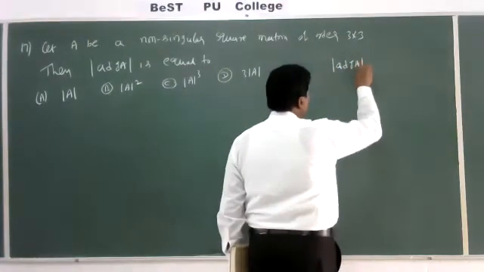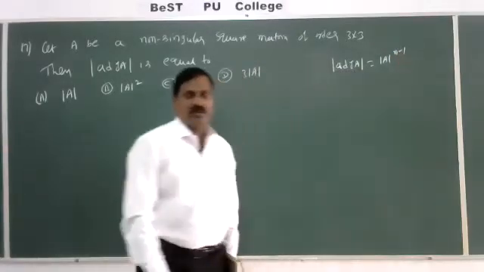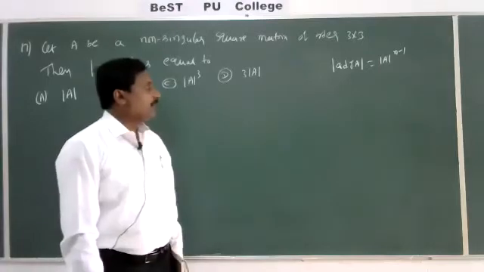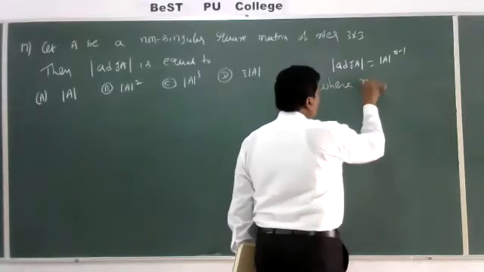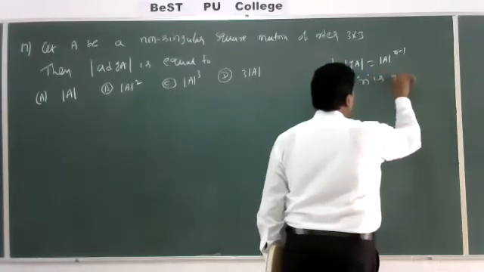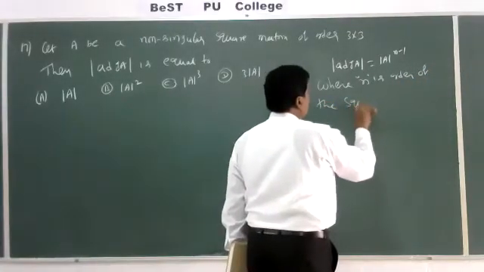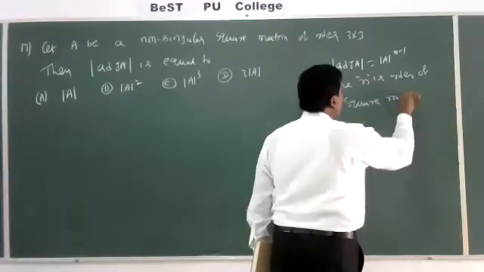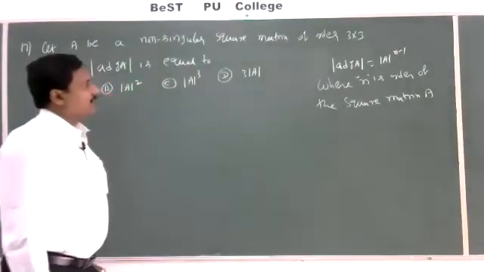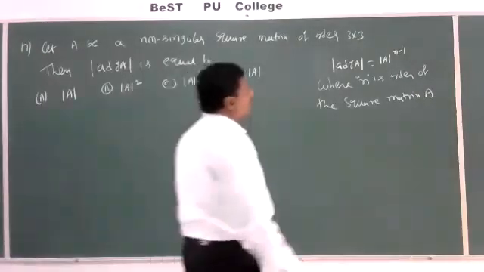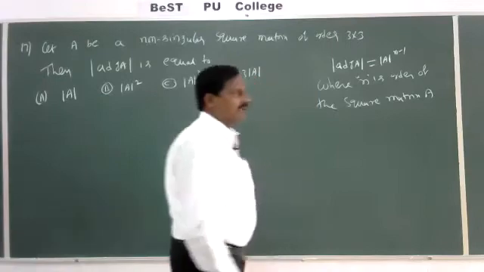We have one formula: determinant of adjoint A equal to det A whole power n minus 1, where n is the order of the square matrix A.